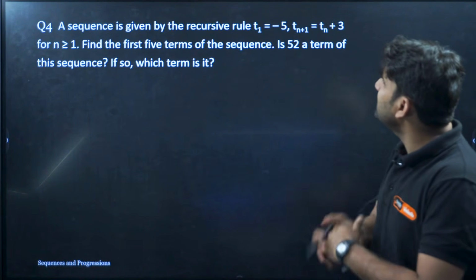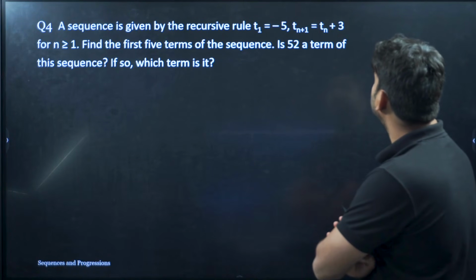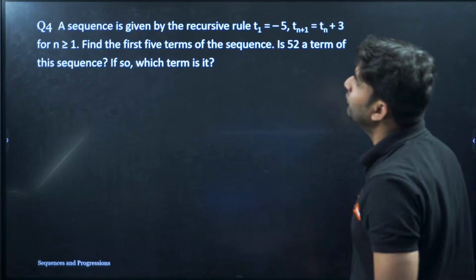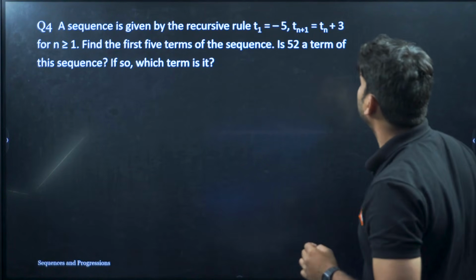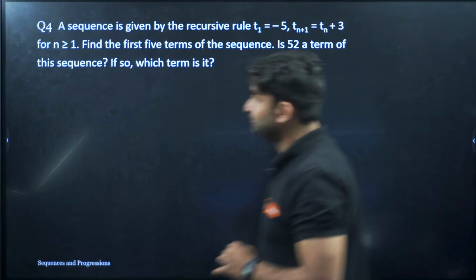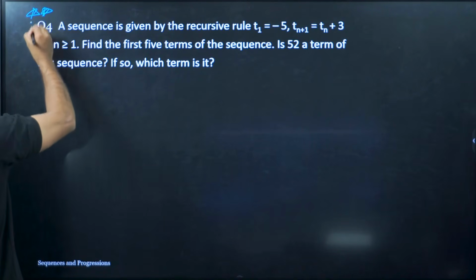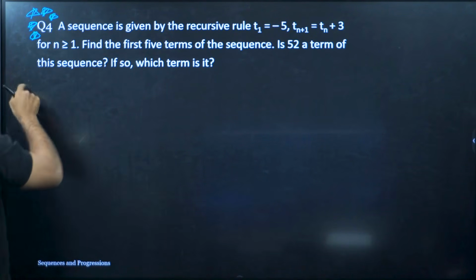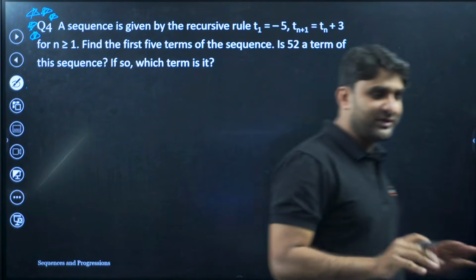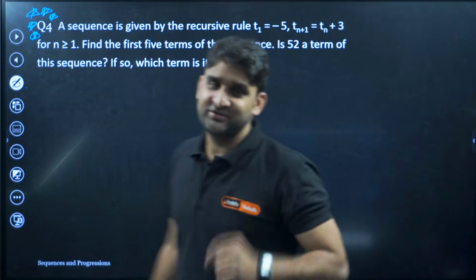A sequence is given by the recursive rule t1 is equal to minus 5 and tn plus 1 is equal to tn plus 3 for n greater than or equal to 1. Find the first 5 terms of the sequence. Is 52 a term of this sequence? If so, which term is it? Really good question. Let me mark a star here. 3 stars, 4 stars, 5 stars. So this is a good question, but very easy. Trust your sir, trust your Sonu sir. I can make this question really very easy and interesting for you.